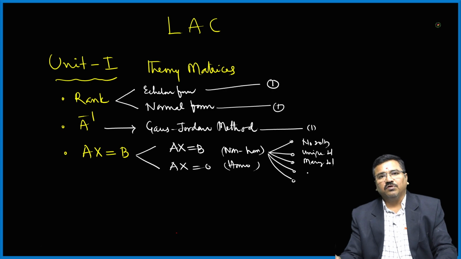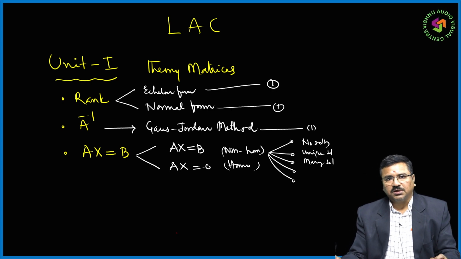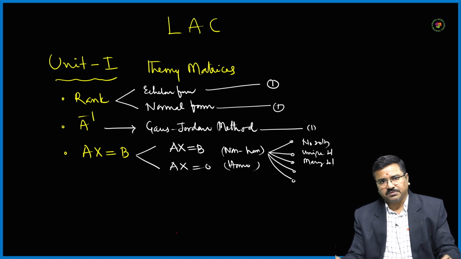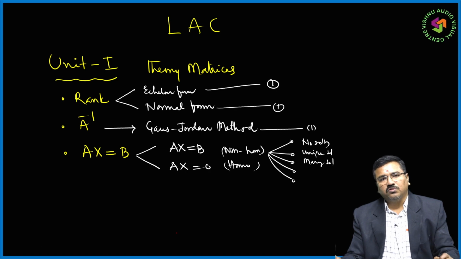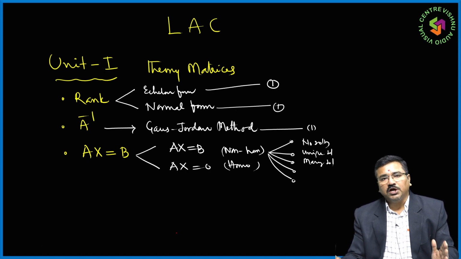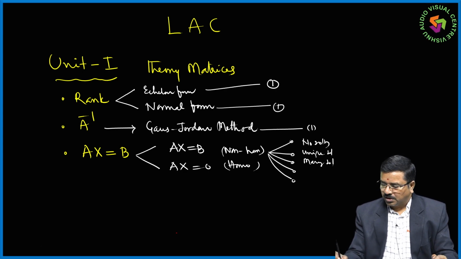The fourth one is very, very important. It is always asked in the examination: you will keep some unknown parameters, let us say A and B as lambda and mu. For what values of lambda and mu does the system have no solution, a unique solution, and many solutions? This is very, very important from the exam point of view.